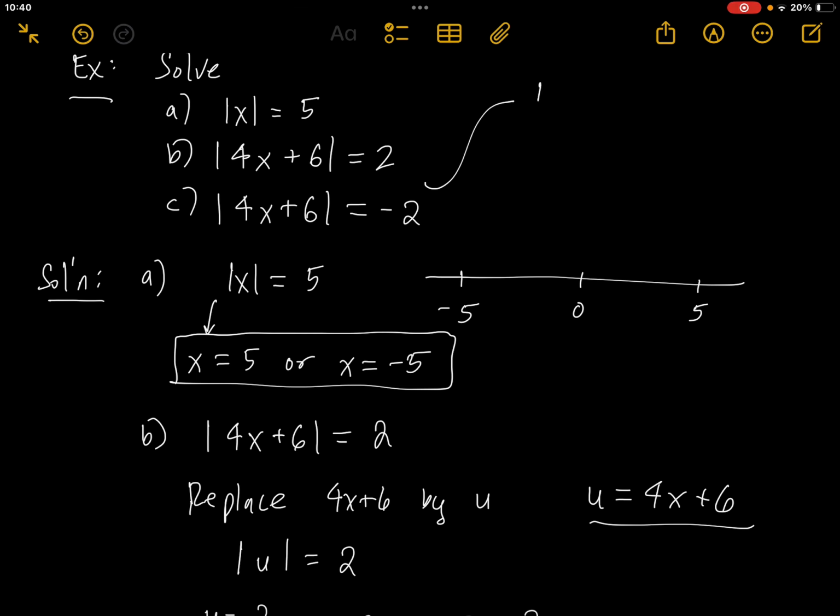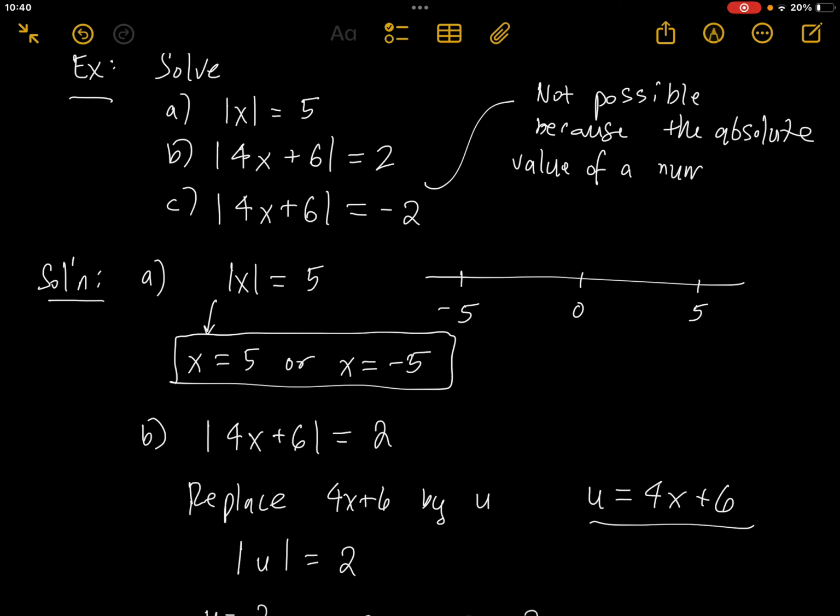So it's not possible, because the absolute value of a number is never negative. So there's no solution. Okay.